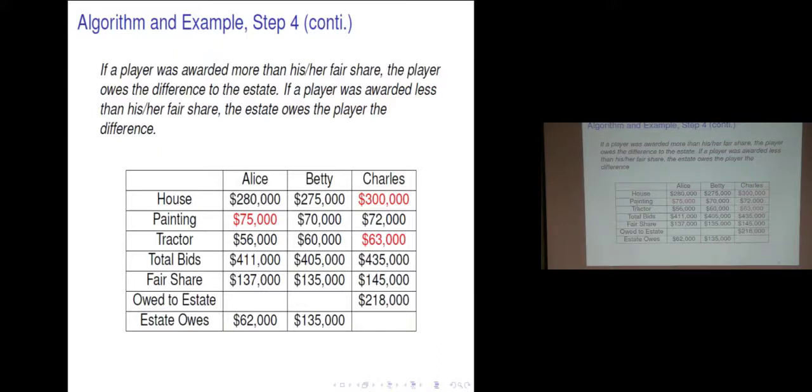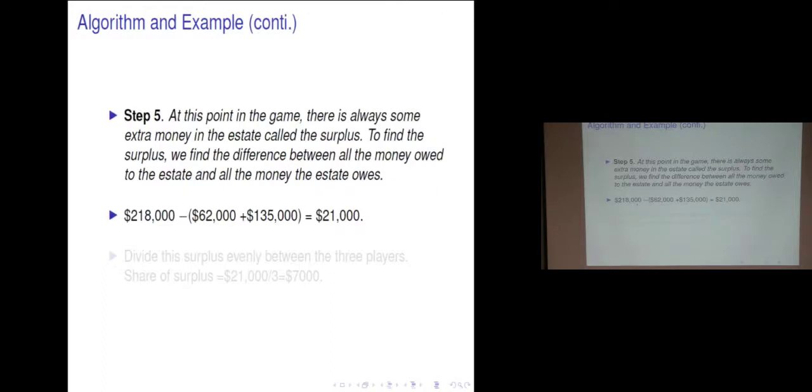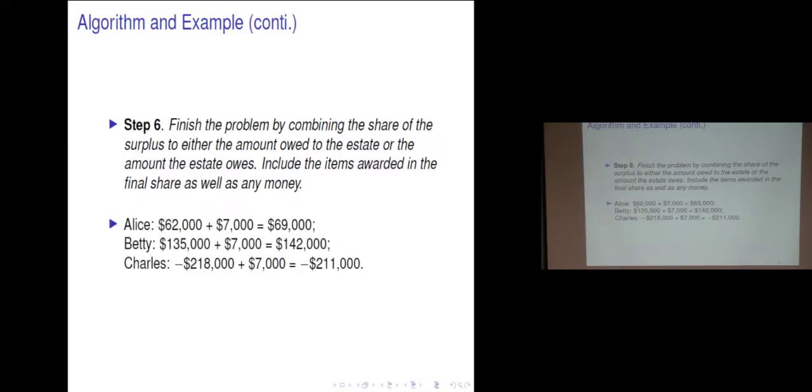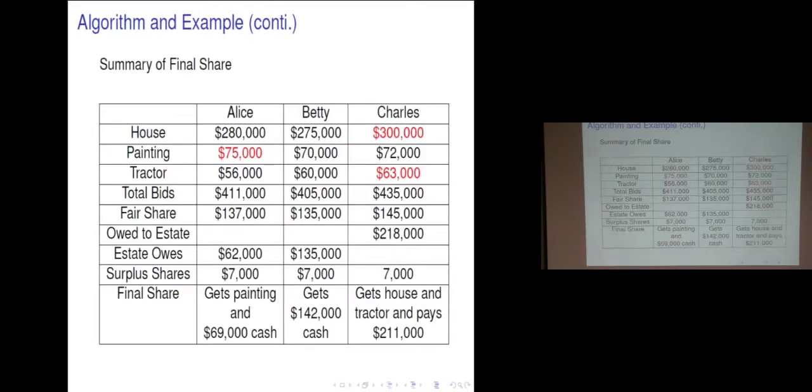And then based on these three figures, step five, we'll calculate the surplus. Okay, so then we divide the surplus evenly in this way. The last step is to calculate the final settlement in this way. So in the end, you'll get the final settlement. Not only do you get this item, but based on the calculation, people will get some cash, or people will pay some cash. Right. So that's the whole algorithm of sealed bid.